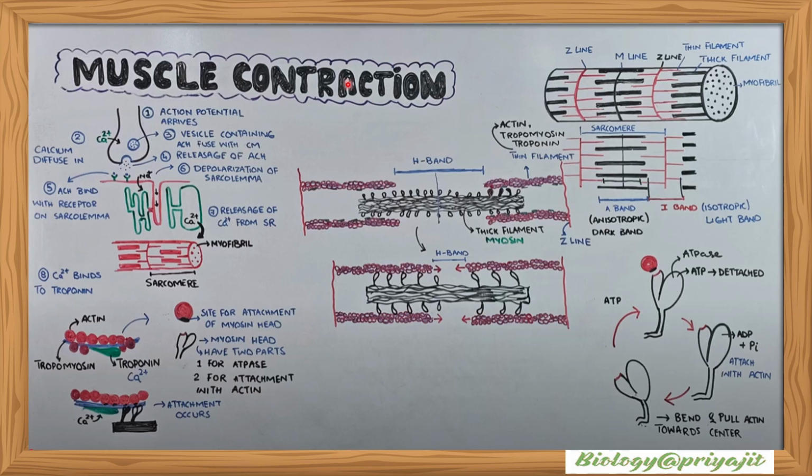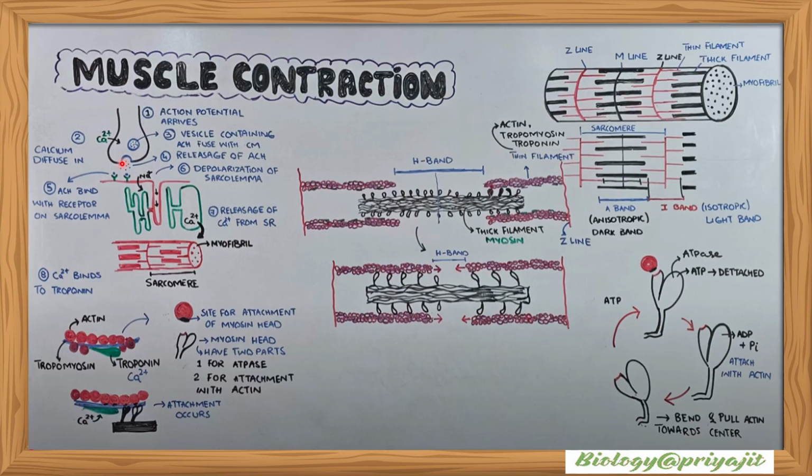When a nerve impulse or action potential arrives at the end of a neuron at the neuromuscular junction, then from the surrounding environment calcium ions diffuse into the neuron. Then the vesicles containing neurotransmitters such as acetylcholine fuse with the neurolemma, or the neural cell membrane, and release the neurotransmitter acetylcholine into the neuromuscular junction.